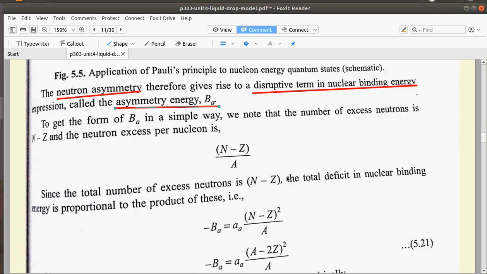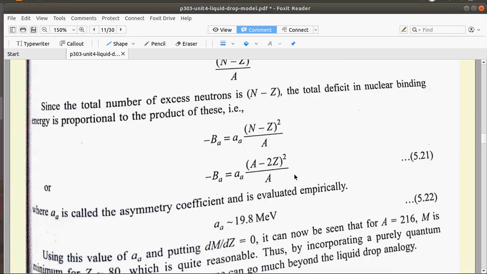So to get the form of Ba in a simple way, we know that the number of excess neutrons is N minus Z. So N minus Z will give you the extra number of neutrons, and if you divide it by A, then you get the extra number of neutrons per nucleon. Since the total number of excess neutrons is N minus Z, the total deficit in nuclear binding energy is proportional to the product of this.